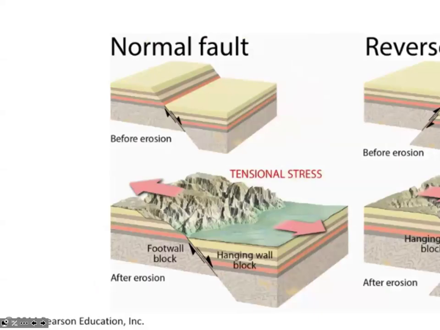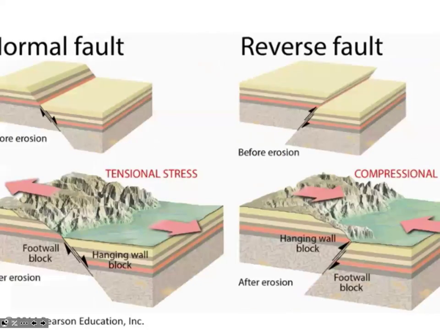Let's start with a normal fault. A normal fault is where the hanging wall block moves down relative to the footwall block. So this is what you would expect in an area of tectonic tension. So that stress acting on the rock breaks it, and blocks of rock slide down the face of their neighbors.